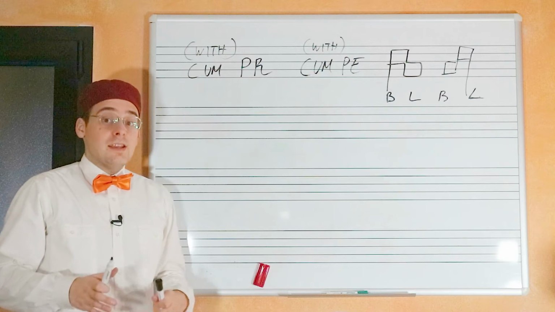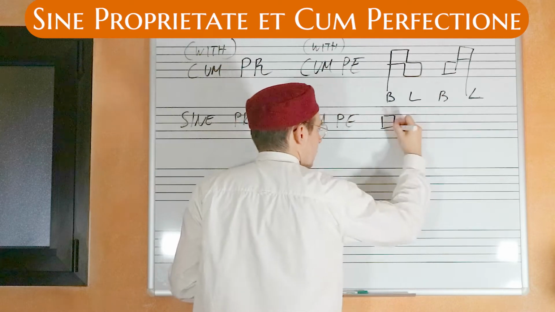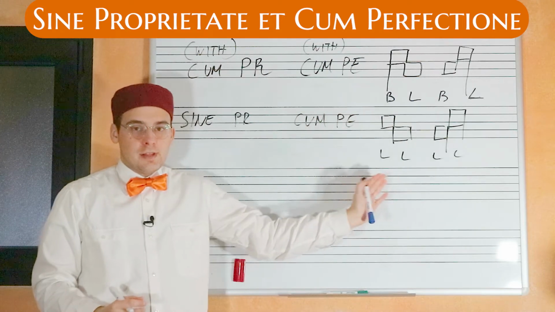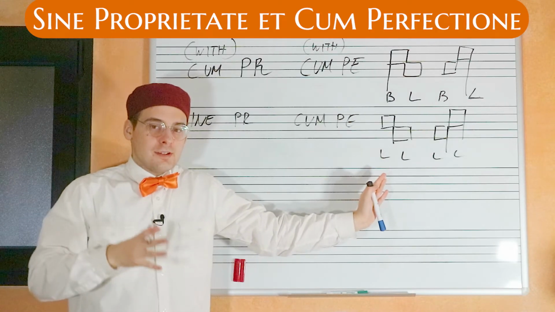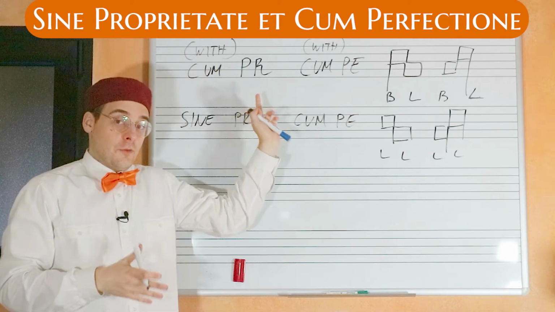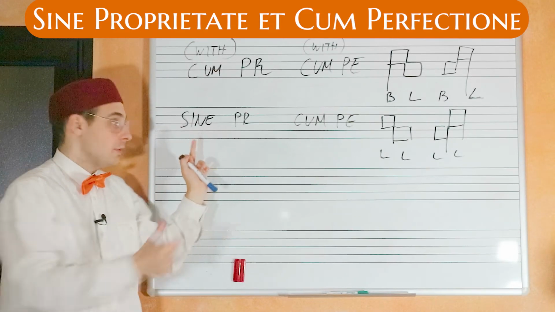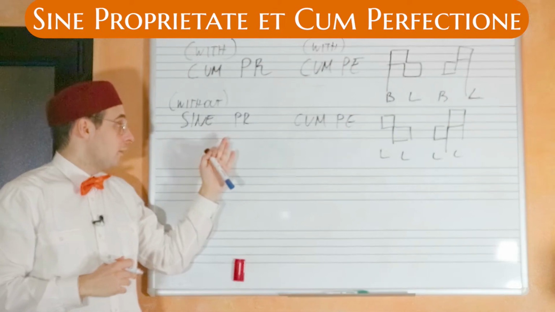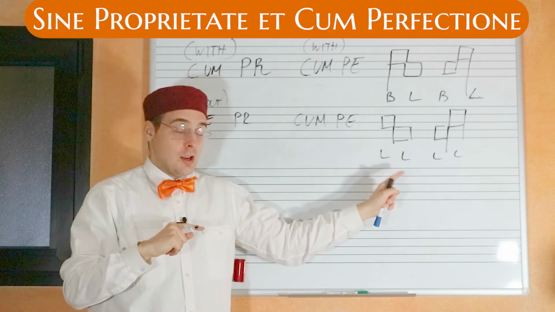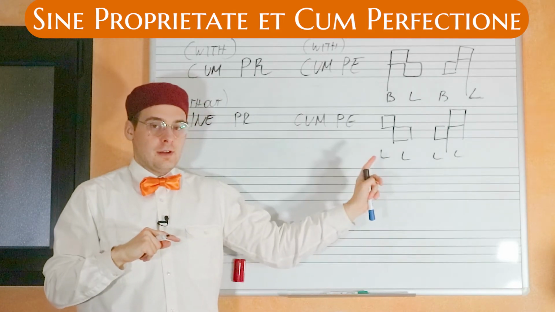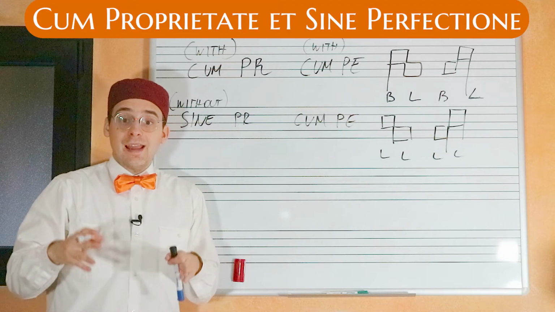The second case is sine proprietate et cum perfectione. So let's look at the two examples. The first note is longa, so the first note doesn't have the propietas. For this reason, this ligature is sine, in English, without propietas, but these ligatures have the second note longa, so cum perfectione, with perfection. The third case is cum propietate et sine perfectione.